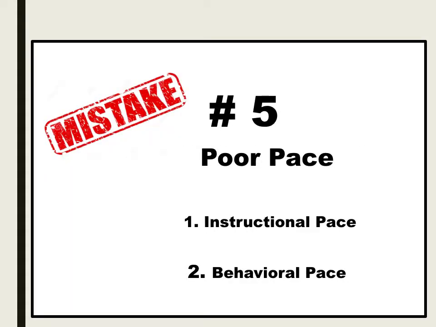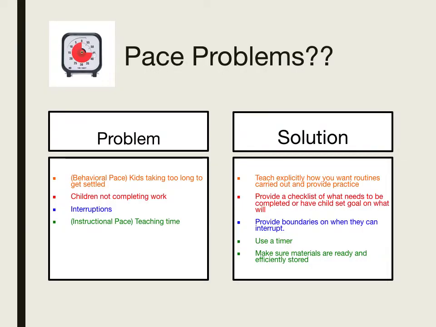The fifth mistake is poor pace. Pace refers to the time it takes for your lessons and not getting through them efficiently. Part of this can be resolved with teaching your class procedures and behaviors that you expect. Once procedures are in place and you've explicitly taught your students what they are responsible for and provided practice and coaching, there will be little off-task behavior.